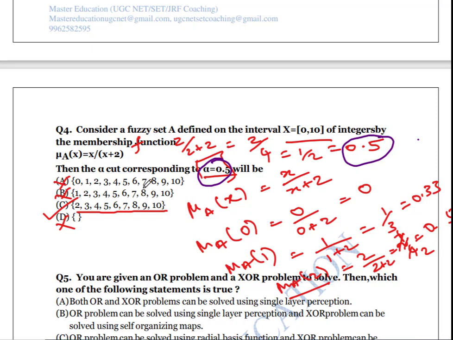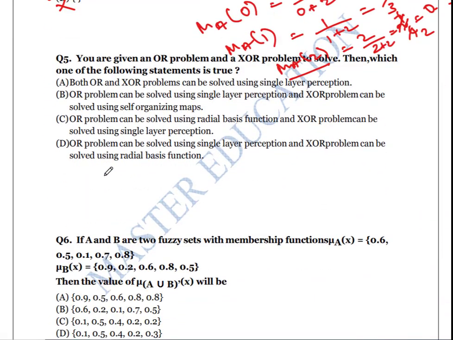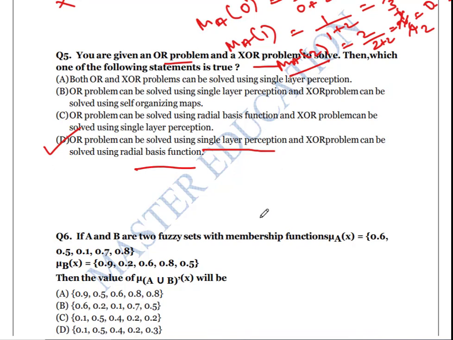So just work out with me. The next question: you are given an OR problem and an XOR problem to solve, then which one of the following statements is true? I am not familiar with this, I will just tell the answer. Option D: OR problem can be solved using single layer perceptron, XOR problem can be solved using radial basis function.